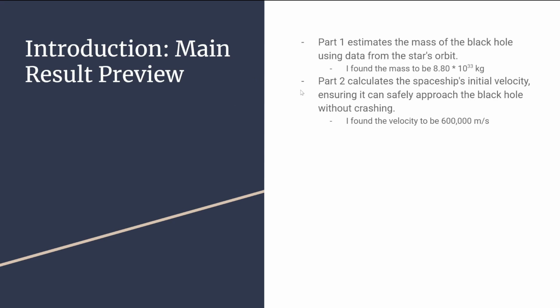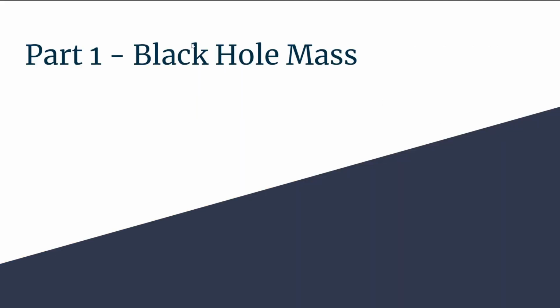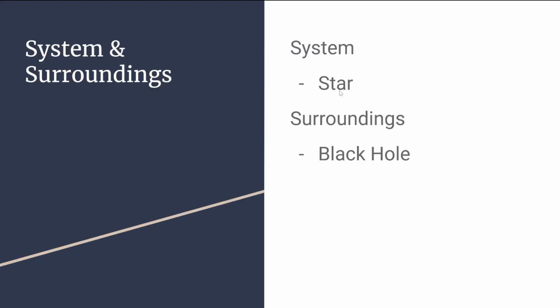Here's a preview of the main results. I found the mass to be 8.8 times 10 to the power 33 kilograms for the black hole, and I found the lowest safe velocity that needs to be achieved by the spaceship to escape the black hole to be 600,000 meters per second. So part one, finding the black hole's mass. The system is the star, the surroundings are the black hole. And here's our code.